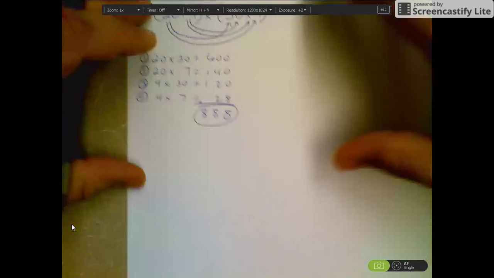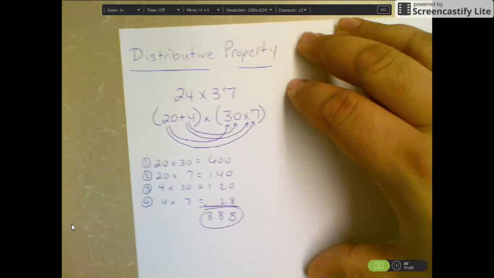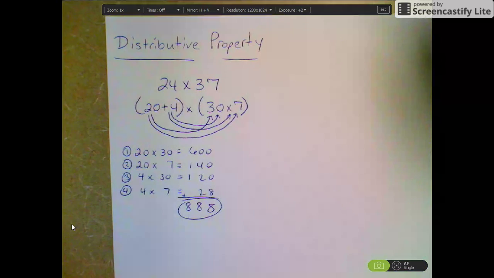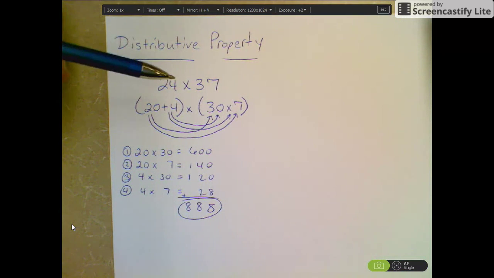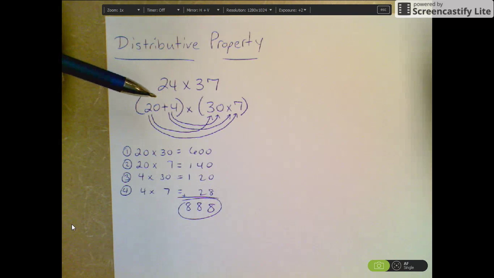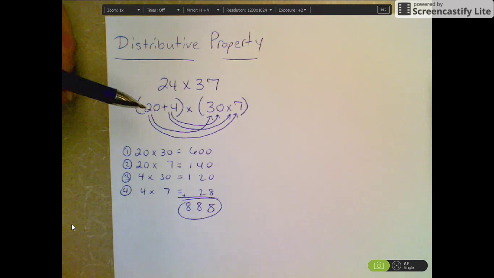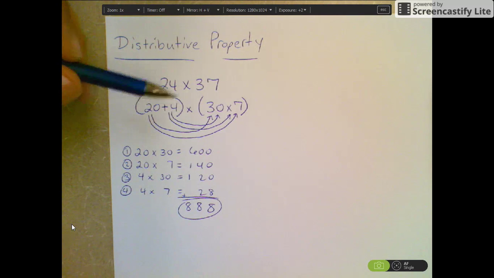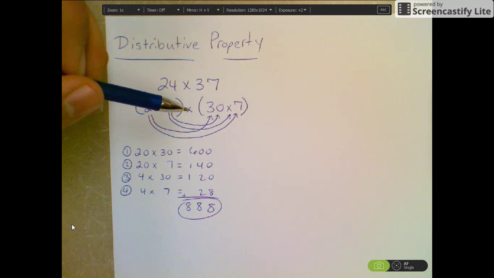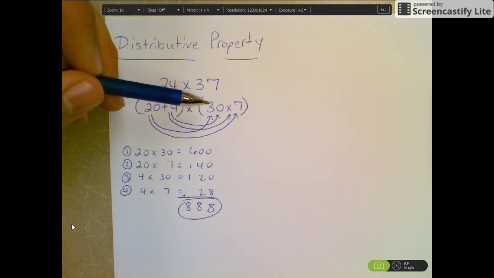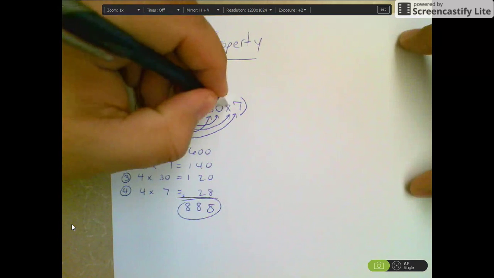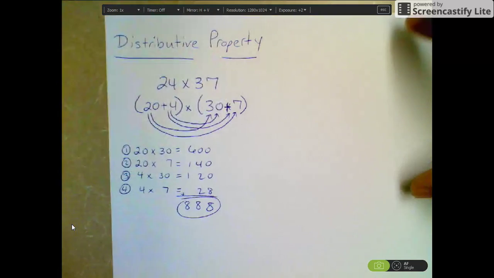The last thing I'll go over is the distributive property. Students have to be able to recognize the property being used, as well as use the distributive property to solve a double times double multiplication problem. And what we're doing here is we're breaking apart both numbers in parentheses. So 24 is broken into 20 plus 4. We keep our multiplication problem in the middle. 37 is broken into 30, that should be a plus 7.